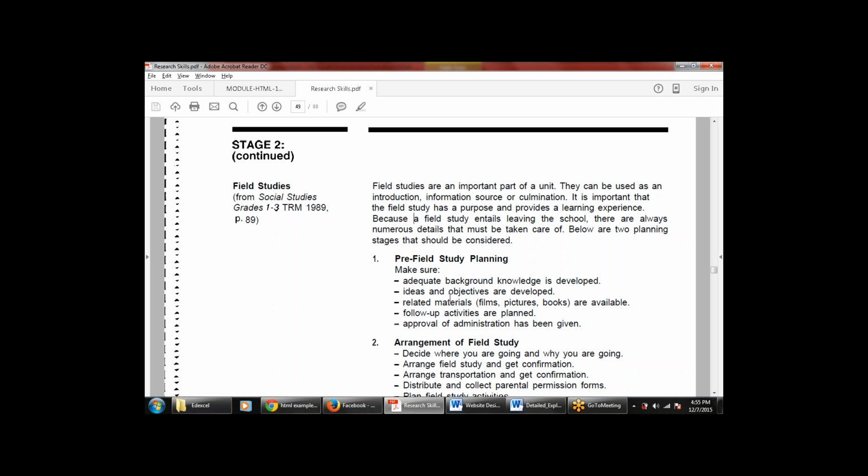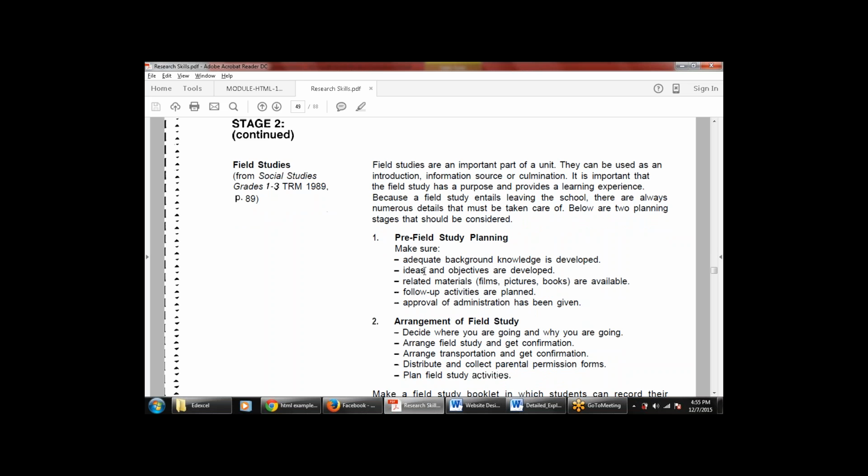Then approval of the administration has been given. That is the pre-field study planning. So these are the various points that you must be sure about in pre-field study planning. If you are doing the study planning, you must be sure about these fields, this content, and these planning activities.